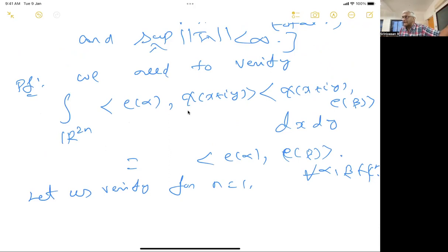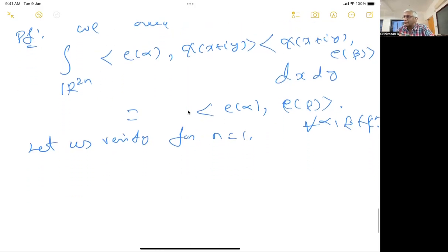So the proof is clear for general n. If you use the tensor product everywhere, E of alpha will be E of alpha 1 tensor E of alpha 2 up to E of alpha n. Similarly, those coherent vectors, which are also exponential vectors with something multiplied, will also factorize. So we will get the product, and the iterated integral is actually a product. So it's enough to verify for n equal to 1. I don't write all these things, so it's all clear.